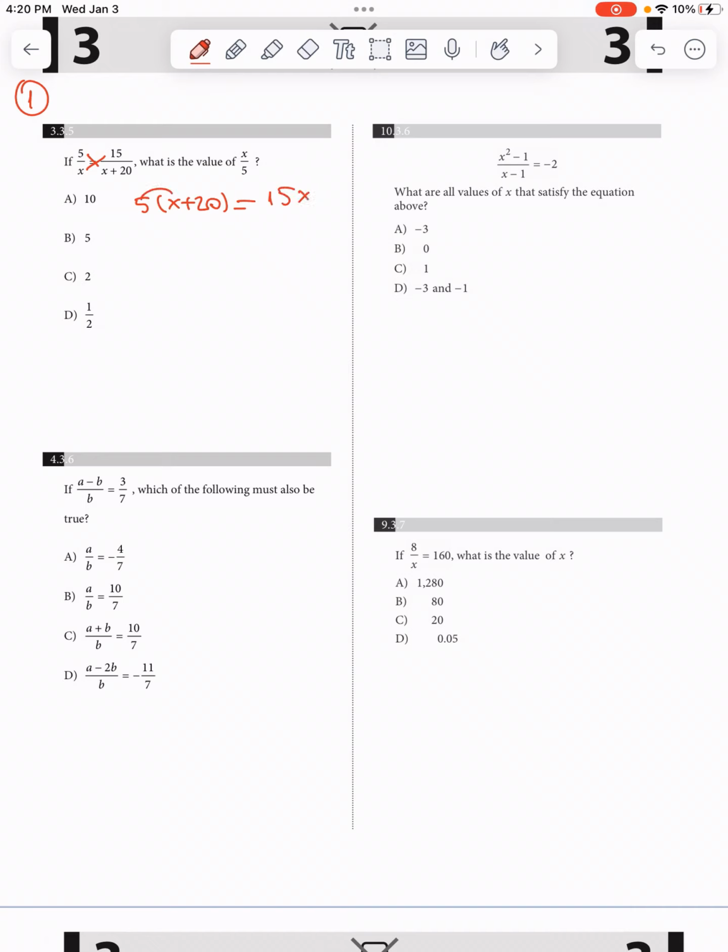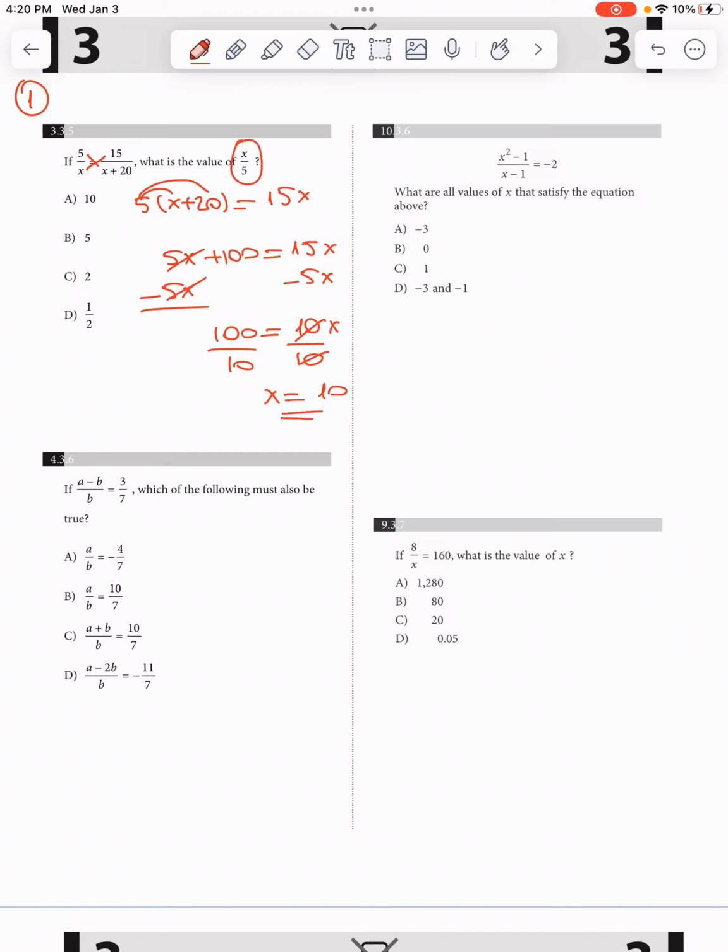Okay, so 5 times x, 5x. 5 times 20 is equal to 100, which will be equal to 15x. We subtract 5x from both sides. So I'll just have 100 on the left hand side, 10x on the right hand side. We divide both sides by 10, and x is going to be equal to 10.